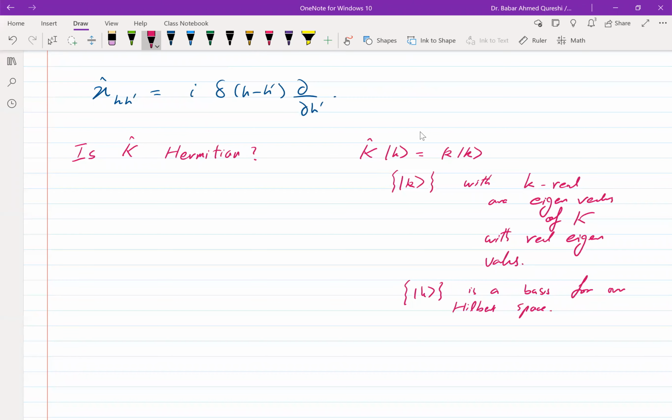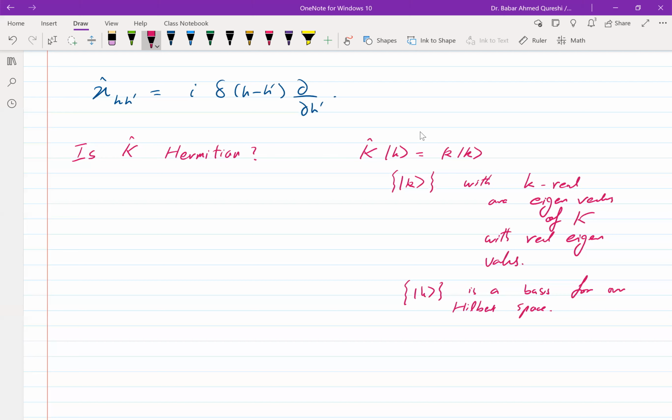And the fact that their eigenvectors form a basis for the space. So we can expand any vector in the eigenbasis of a Hermitian operator. It seems to have that. So it looks like it has those properties which a Hermitian operator has. So probably it is Hermitian. However, there is a slight issue. What is the issue?